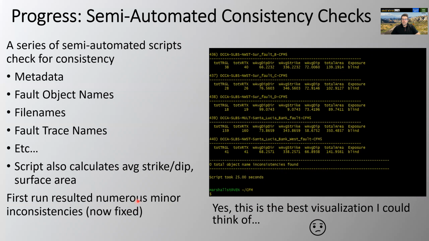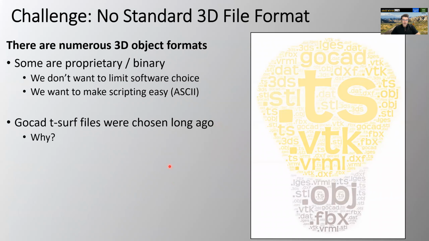But because this was built by hand, you can imagine there were lots of minor inconsistencies, which are now resolved. These are not major. Any human could have recognized these things, but in a system where everything has to be perfect. So how do we deal with file formats? How do we even deliver this model? Well, long before I came along, the CFM group decided to deliver the CFM as GoCAD TSURF files. We want the format to be non-proprietary and non-binary. That way people can use whatever software they want, and they can use scripting or editing to simply edit the data as they need.